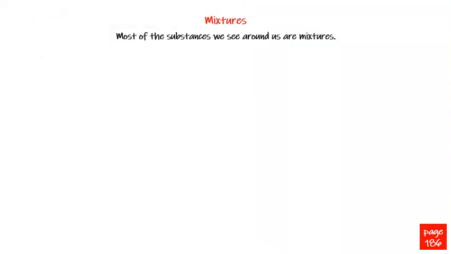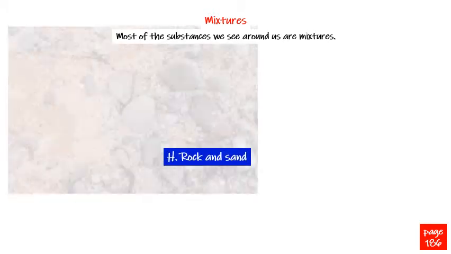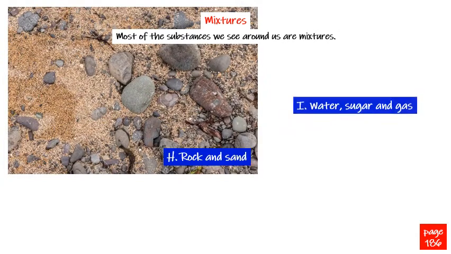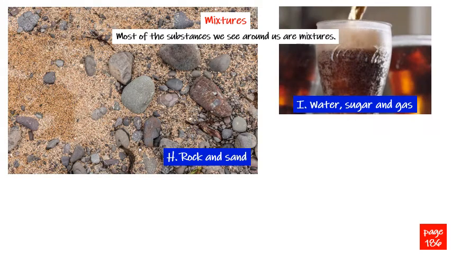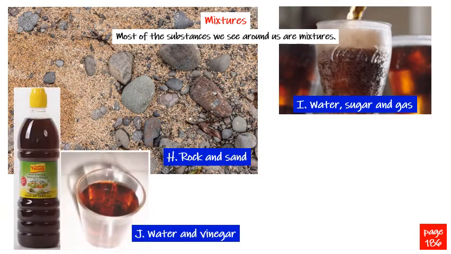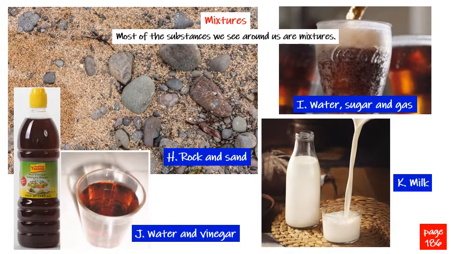Ready for more examples of mixtures? Rock and sand. Soft drinks. In a soft drink, you'll see that water, sugar, and gases are combined. Mixing water and vinegar. Milk. But how are all of these examples of mixtures alike? How are they different? What are different types of mixtures? Let's check in the next video.